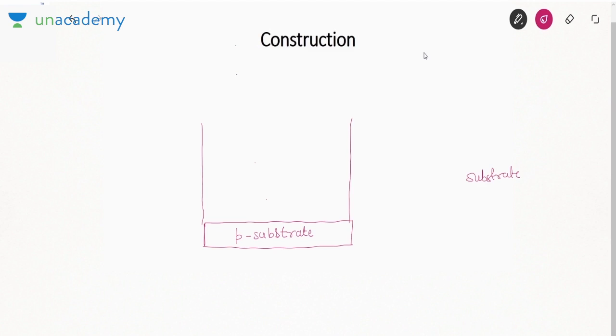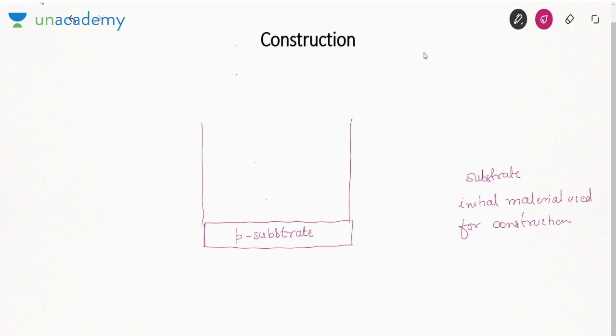Now if we talk about construction of the device, first I take a substrate. Substrate means the basic wafer on which you are constructing a device. So I am taking the substrate as p-type. This entire region is p-type. That forms the body of the BJT. Substrate implies the initial material used for construction. Okay.